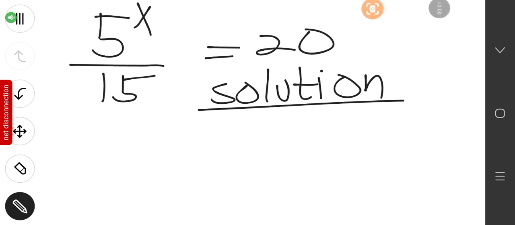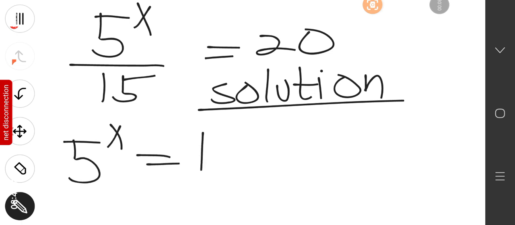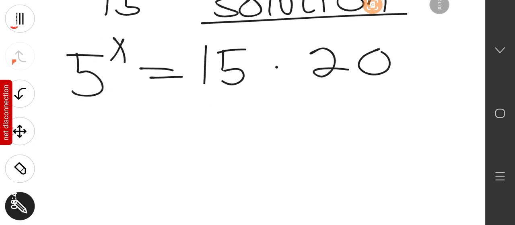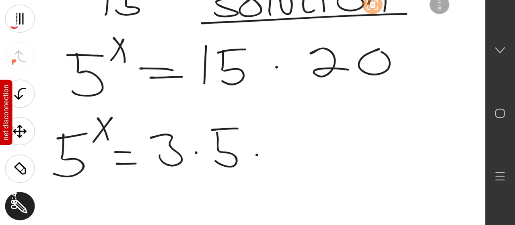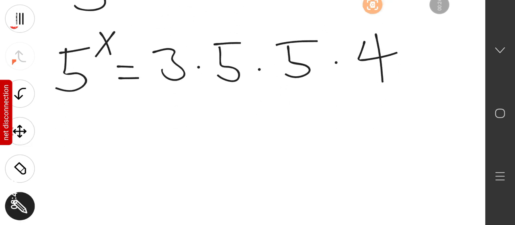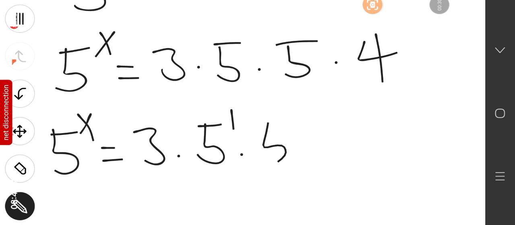5 exponent x over 15 equals 20, okay? So our equation becomes 5 exponent x equals 15 times 20. All right, so 15 is the same as 3 times 5, and 20 is the same as 5 times 4, okay? So our equation becomes 5 exponent x equals 3 times 5, which is the same as 5 exponent 1, okay? And 4 is the same as 2 exponent 2.